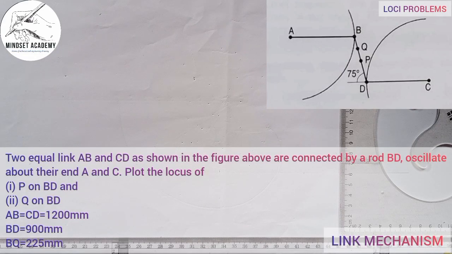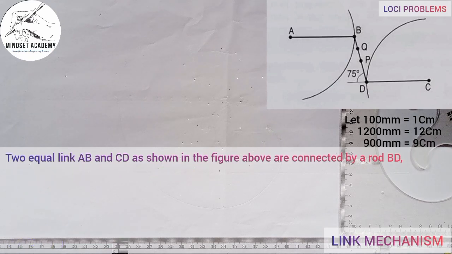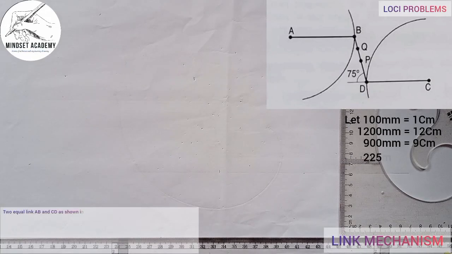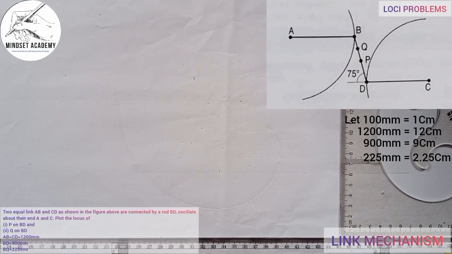So I'm going to say that let 100 millimeter be equal to 1 centimeter. So whatever I have, I'm going to divide by 100, right? So it means that the 1200 millimeter will now be equal to 12 centimeter, and the 900 millimeter will be equal to 9 centimeter. The 225 millimeter will be equal to 2.25 centimeter. So this is what I am going to be using as my dimension, right?